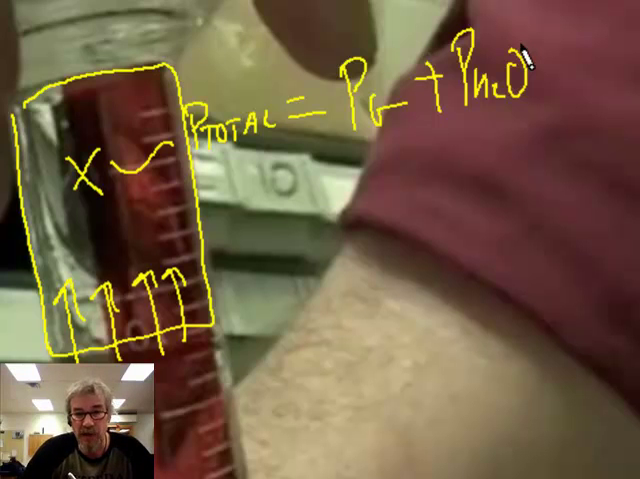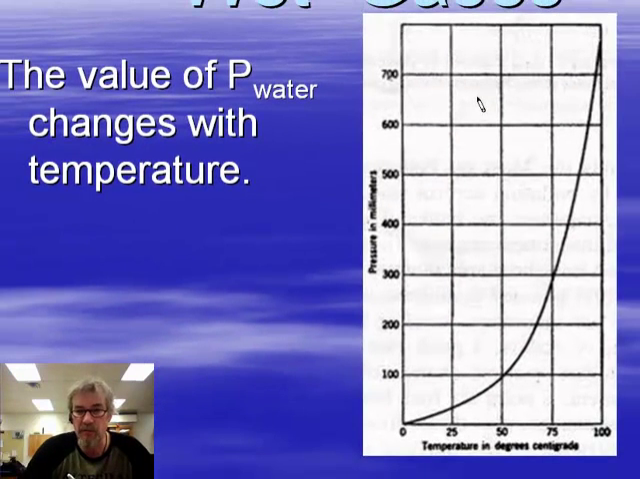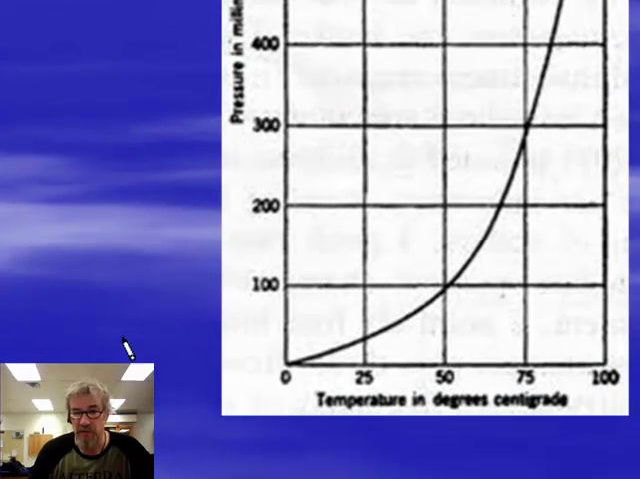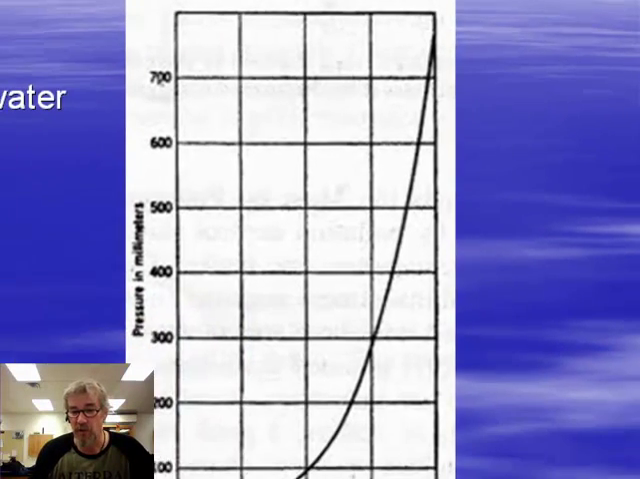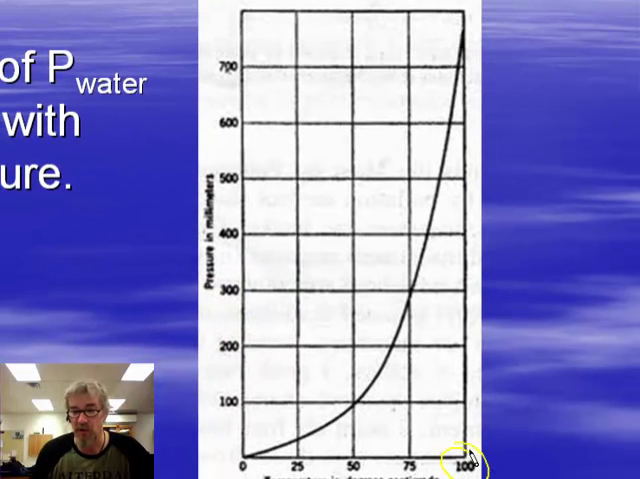Now, water vapor pressure changes. As the temperature goes up, the pressure of the water vapor at equilibrium also goes up. But it's not a straight line relationship, as you can see from this graph. It's shallow at first, but then it gets steeper and steeper as the temperature increases. Here's an interesting fact. When you're at 100 degrees C, which is the boiling point of water, the vapor pressure is 760 torr. Not a coincidence. We can talk about that later.